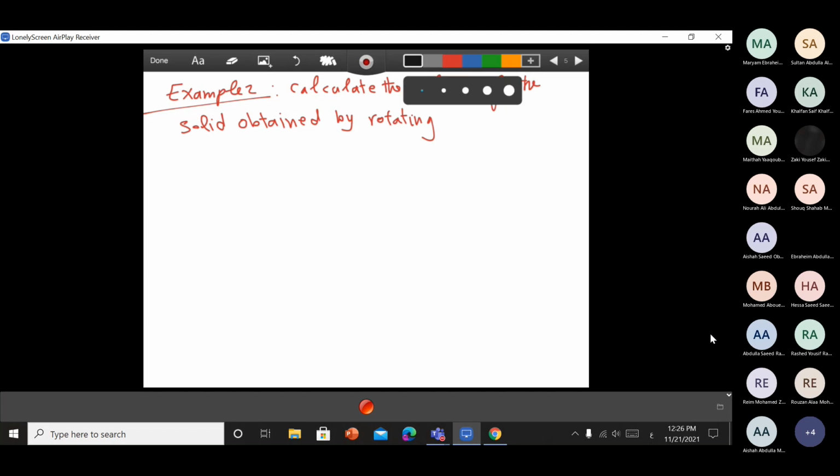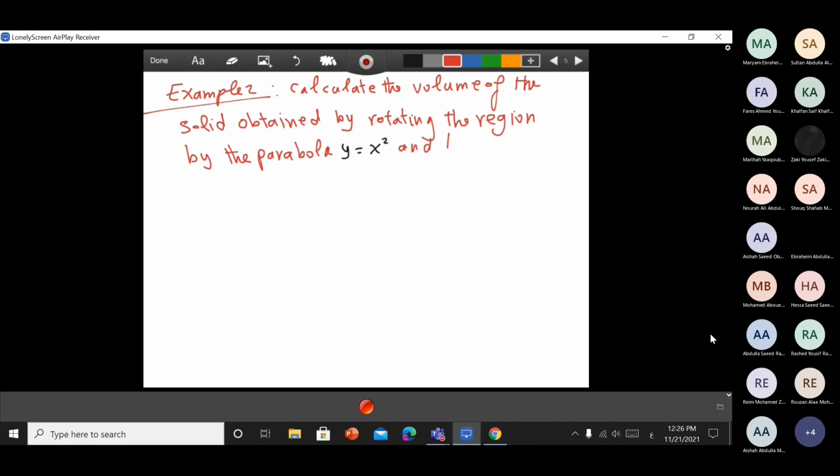Yes, I have the region, this region bounded by the parabola y equal to x squared and the square root function y equal to root x.